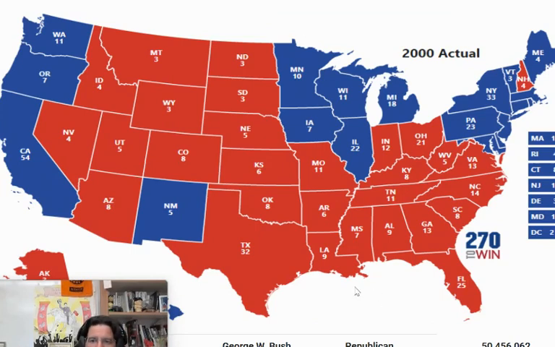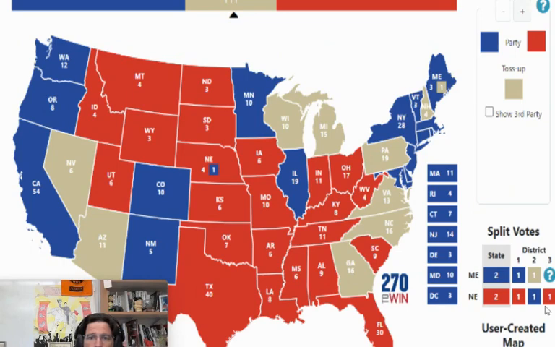This was the 2000 actual election. Notice down here that Al Gore actually beat George Bush by 500,000 votes. It is totally irrelevant. The only thing that matters is you actually have to win each state to get the full electoral votes from those states, and it has to total 270.